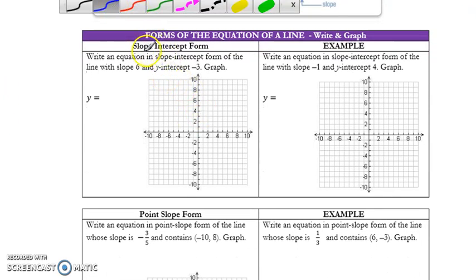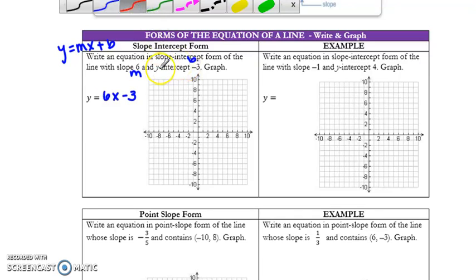The first one we're going to put into slope-intercept form. So that is a slope and an intercept, y equals mx plus b. So that means that our slope here, that's our m. The y-intercept, that's our b, so it's going to look like this, 6x minus 3.